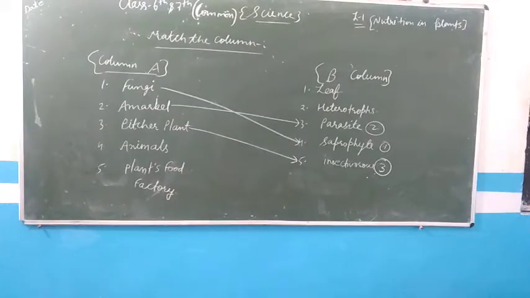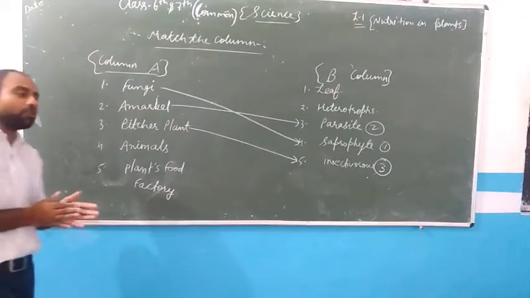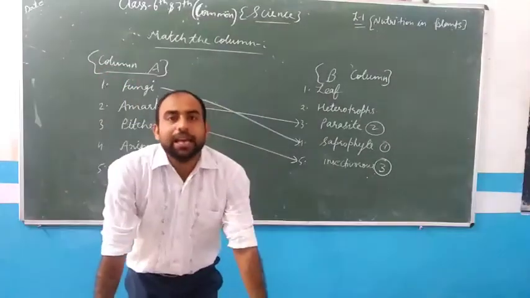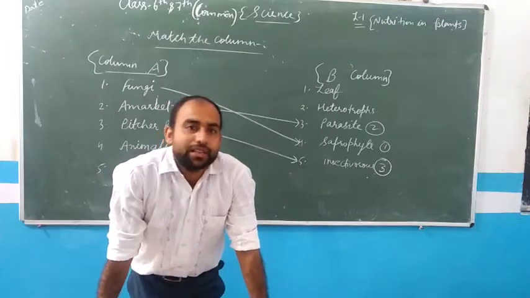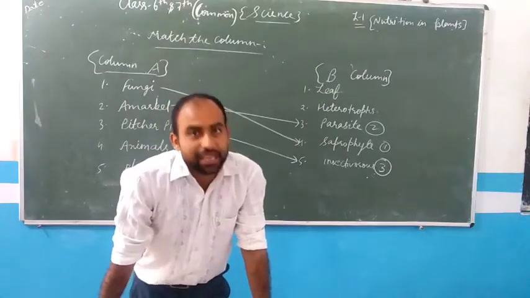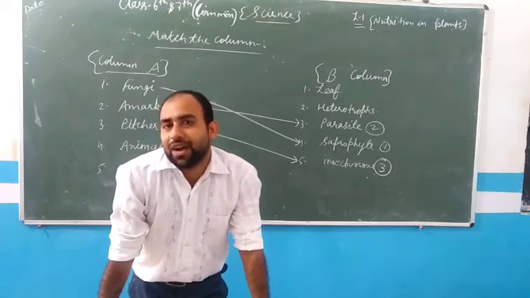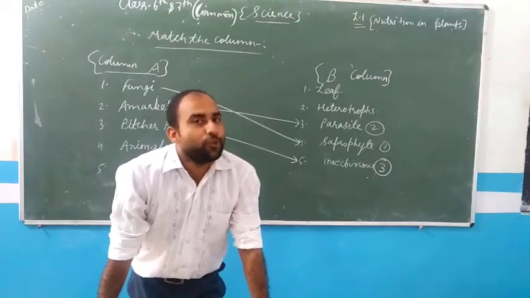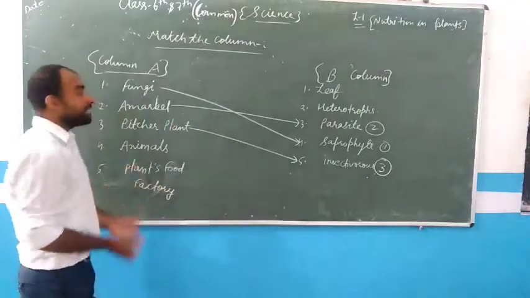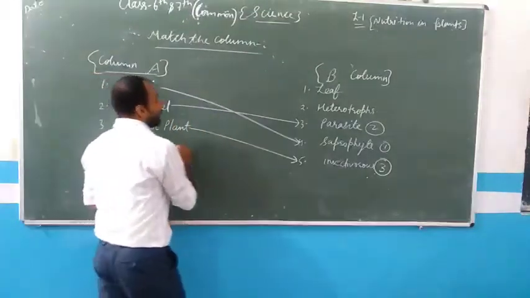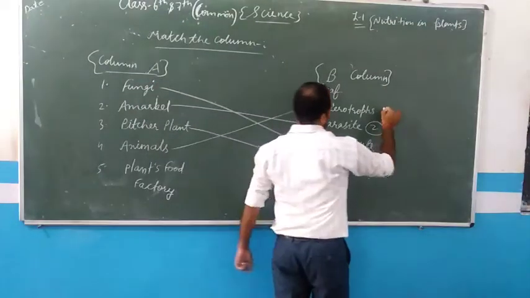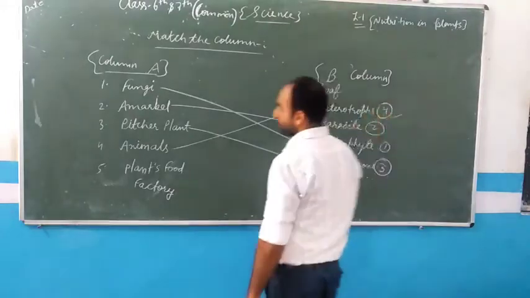After that, animals. When I was teaching you in the beginning, I told you that animals never prepare their food. They always take their food from other animals, in the form of flesh, or otherwise from plant parts. So animals are heterotrophs in nature because they get their food from others. So this is the fourth one.